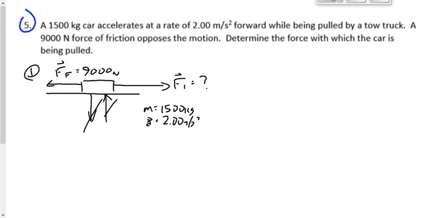What's the next step after I draw my diagram here? Step 2 of the 4-step recipe. Yeah, good. F net is equal to the sum of the forces. It's going to be, in this case, F1 plus FF, same as it was in the last one. Step 3. What's step 3?